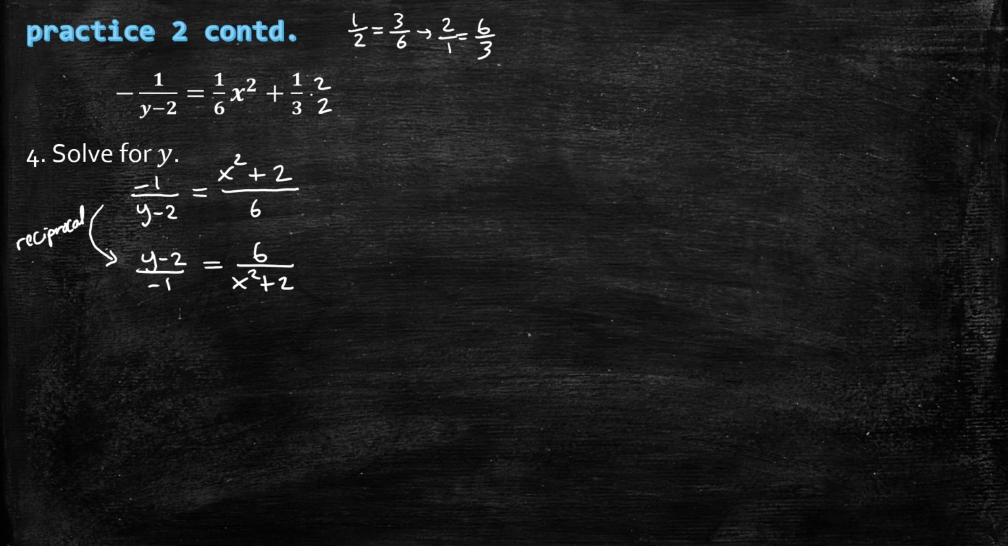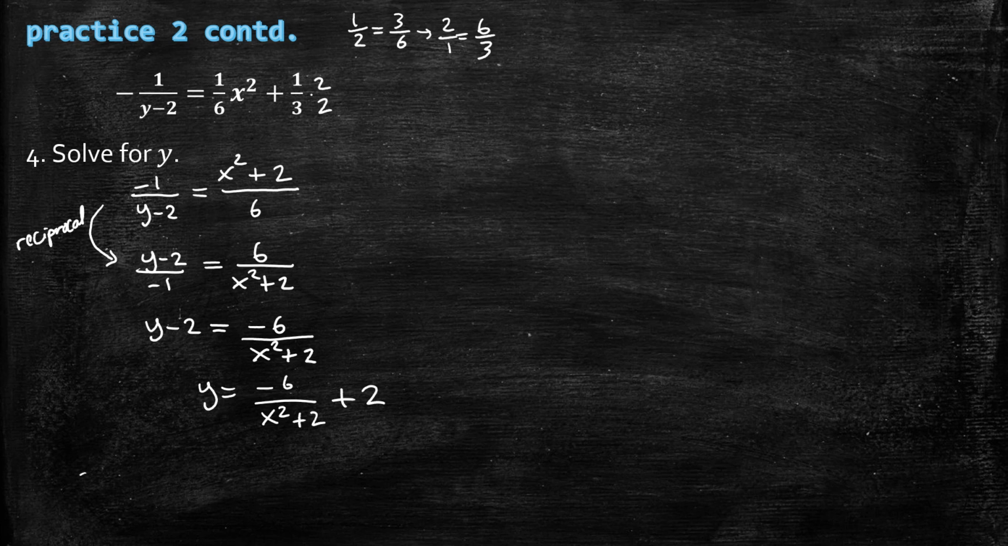At this point, let's get rid of that -1 underneath the y minus 2 by multiplying over. We'll put that with the 6 for the time being. And then all we have to do is add 2 to both sides. So we get y equals -6 over x squared plus 2 as our solution, as our particular solution.